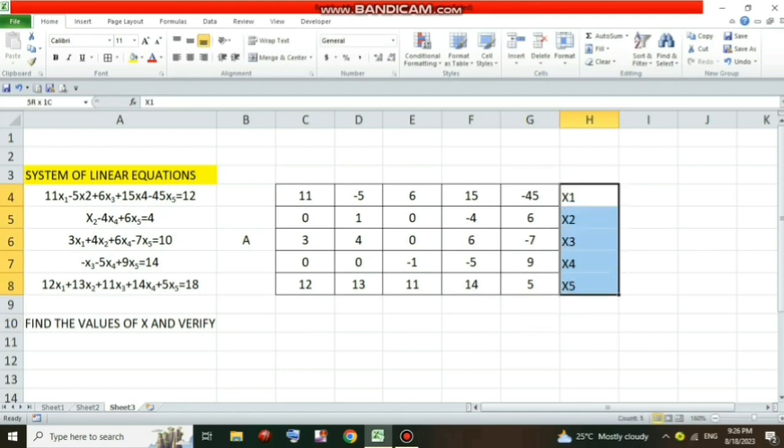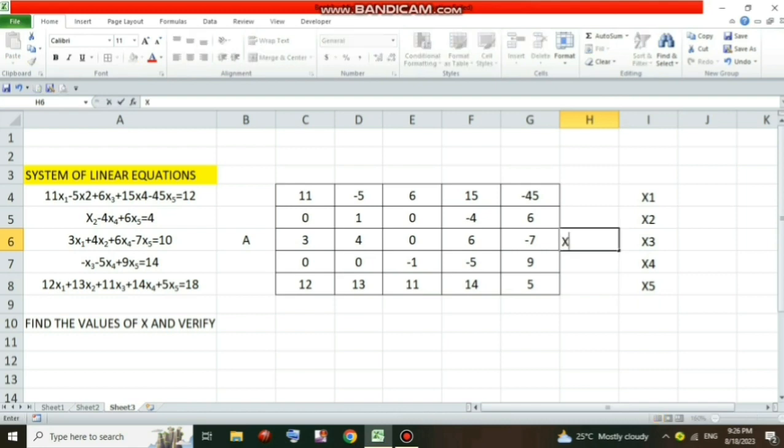So x variables. Next, let me list out all the constants that are on the right hand side of all the equations. That is named as B. Let me put x in this column, so that is nothing but x.